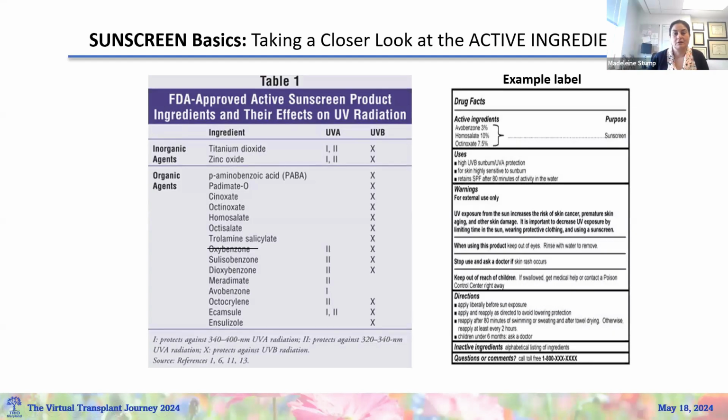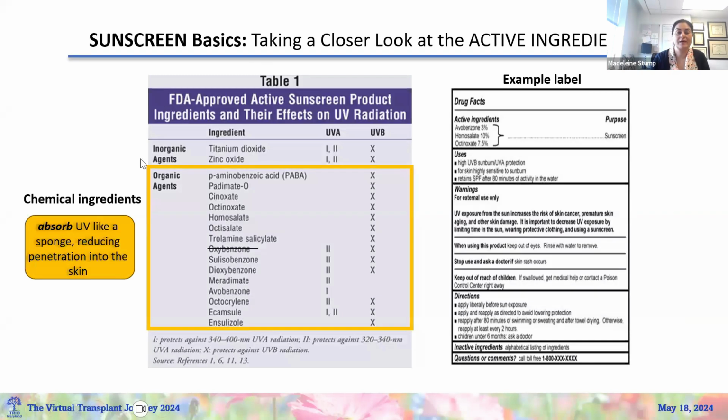As we said, there are two types of ingredients. There's a long list here of organic agents, or chemical ingredients. They have complicated chemical names, and they act by absorbing UV like a sponge. They reduce the penetration of it into the skin. But if you think about it, they absorb it and then they break down. That is why reapplication every 2 hours is critical, because they simply don't work after that.